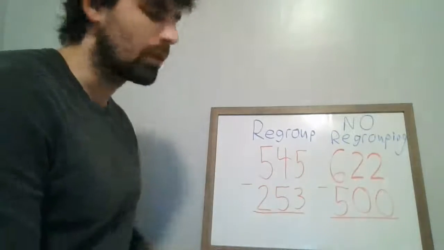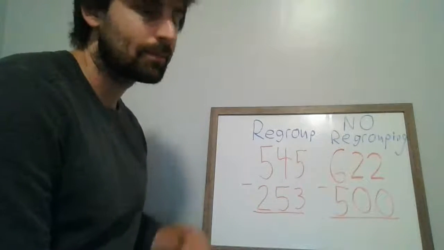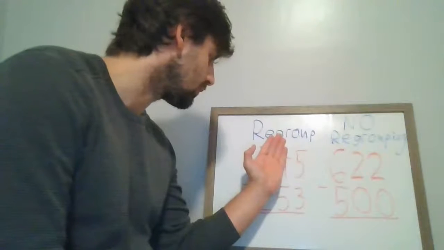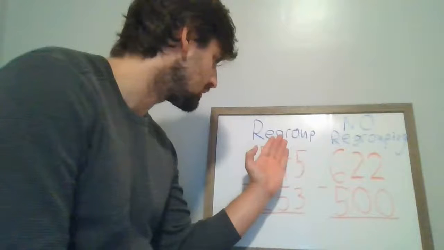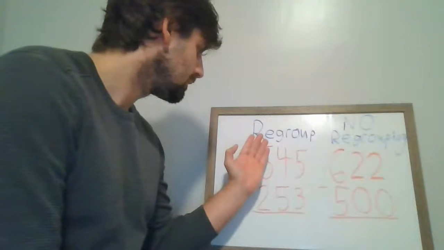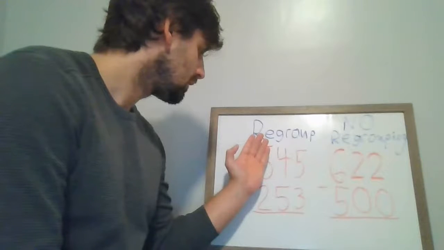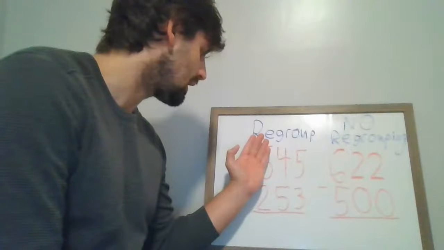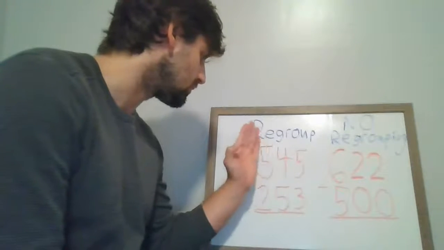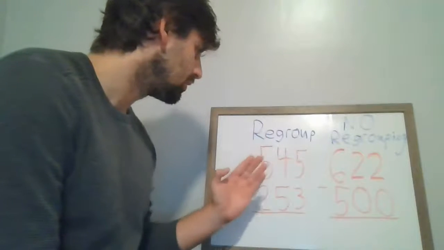Okay, so 545 minus 253. I'm going to look at the ones place. 5 is bigger than 3, so we won't need to regroup in the ones place. In the tens place, the number on the top is 4 and the number on the bottom is 5. 5 is bigger than 4, and 5 is on the bottom, so in the tens place we are going to need to regroup. So we will need regrouping for this problem.